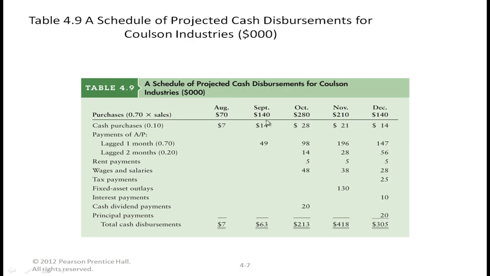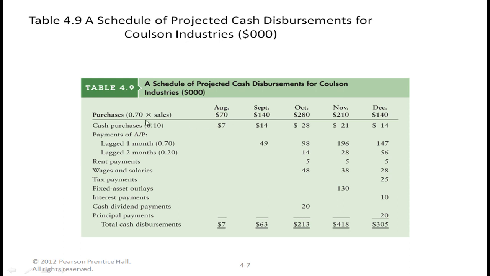Okay, here we go. Remember that in August they sold $100 worth, and the assumption is that 70% of sales will be their disbursement. So they expect to disperse $70 in August. They expect to disperse in September. They had $200 in sales, so they expect to disperse $140. In October they had $400, so that would be 70% of $400, $280.